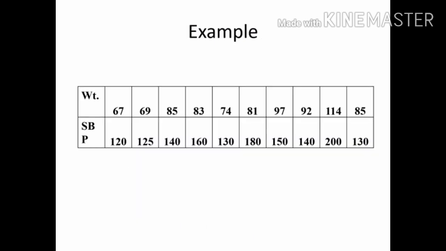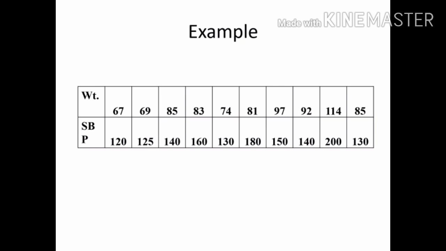Then this is one example for correlation. Here the two variables are weight and systolic blood pressure. We can see 10 patients' weight and corresponding systolic blood pressure. They are 67 and corresponding blood pressure 120, and the next 69 and corresponding blood pressure 125, and the next 85 and corresponding SBP is 140. Then 83, 160 is the corresponding blood pressure. 74 and 130 is the corresponding blood pressure.